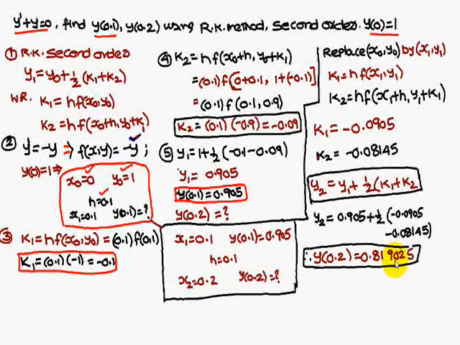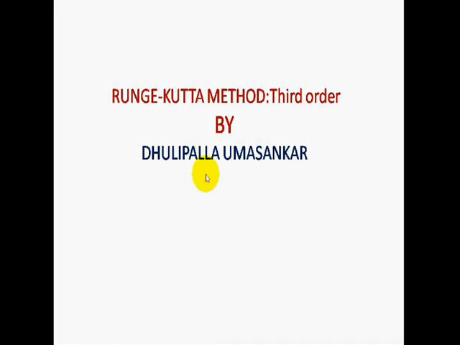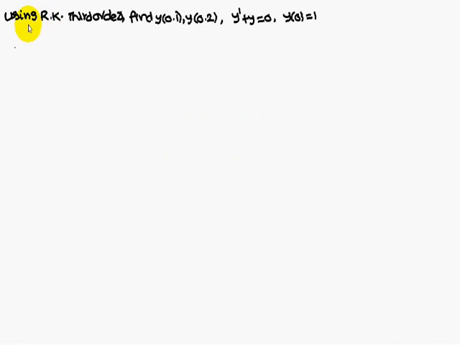Okay, thank you. Today we are going to discuss the Runge Kutta method, third order. Using RK third order, find y of 0.1 and y of 0.2, and the given equation is y dash plus y is equal to 0, where y of 0 is equal to 1.